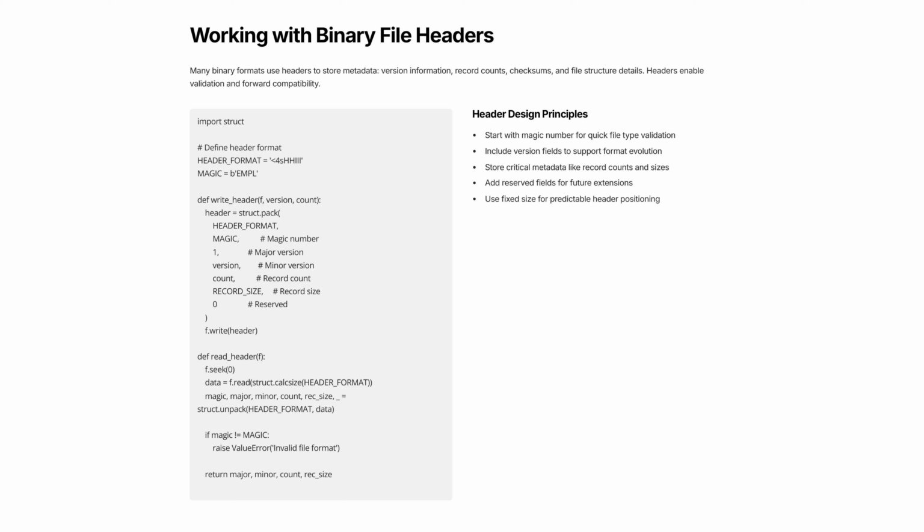Binary file headers are crucial for metadata storage, including version info, record counts, and checksums. Using struct, define headers with a magic number for validation, version fields for evolution, and reserved fields for future use. This ensures forward compatibility and efficient file structure management, enabling seamless data handling and validation.